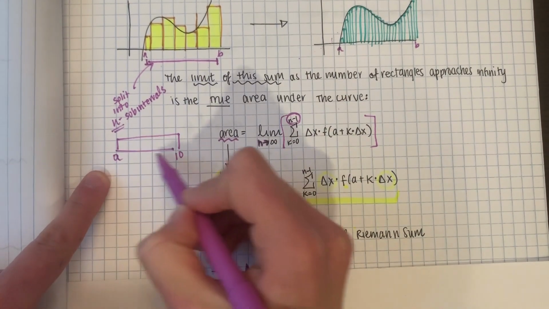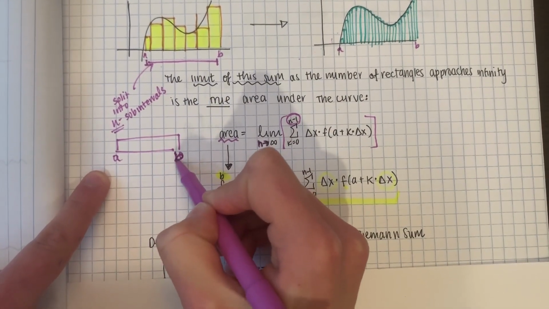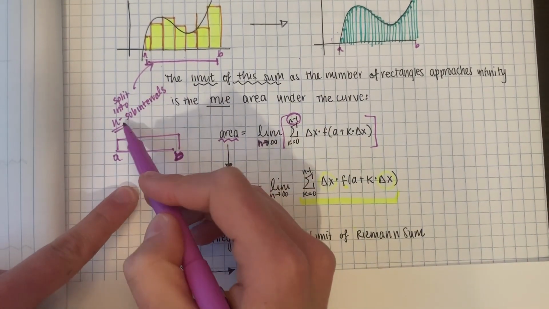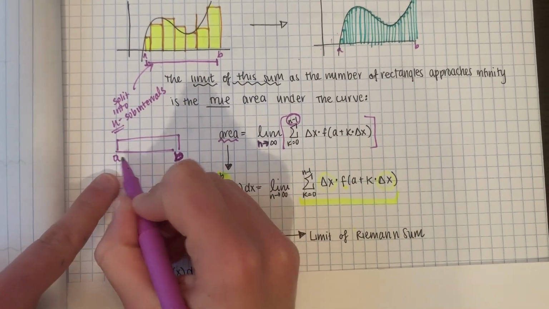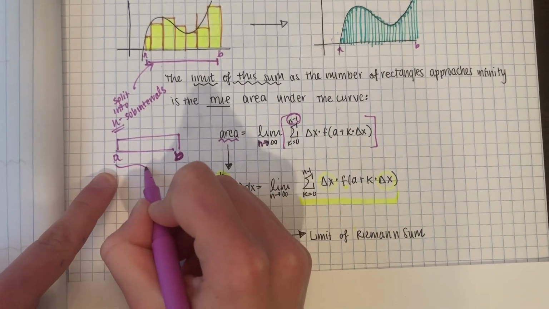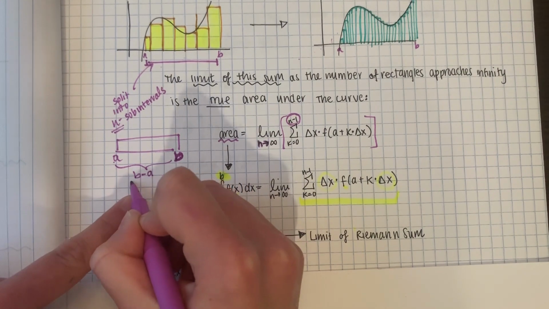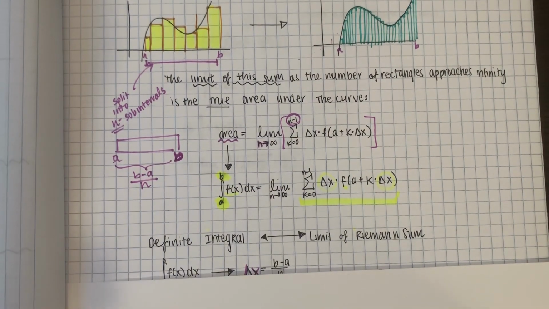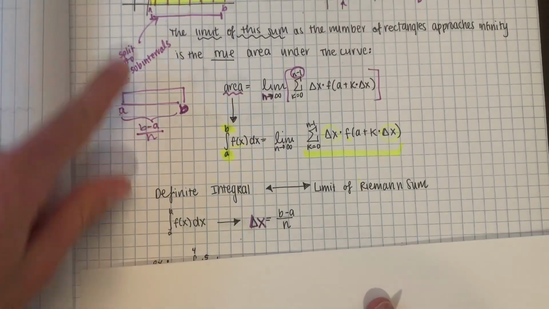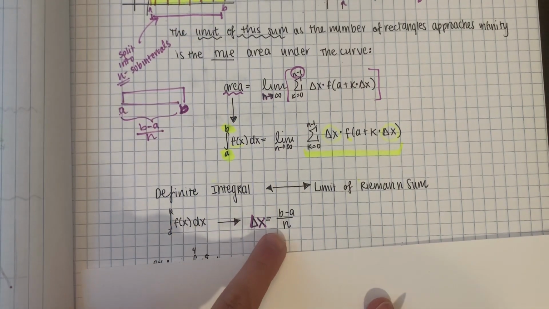So if you're going from a to b instead, and you're splitting into n subintervals, it's really b minus a, that distance, b minus a, divided into n subintervals. And that is the width of each rectangle. So that's our delta x.